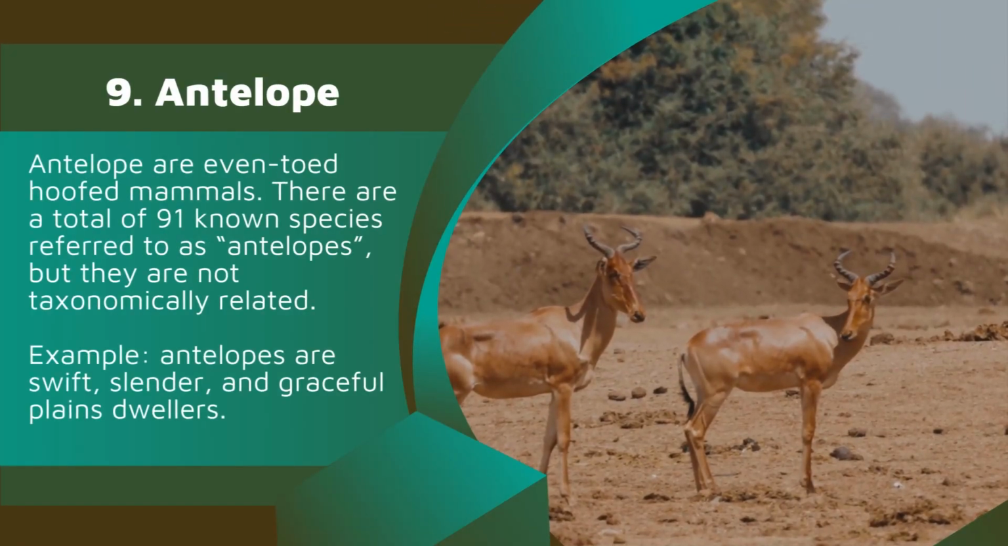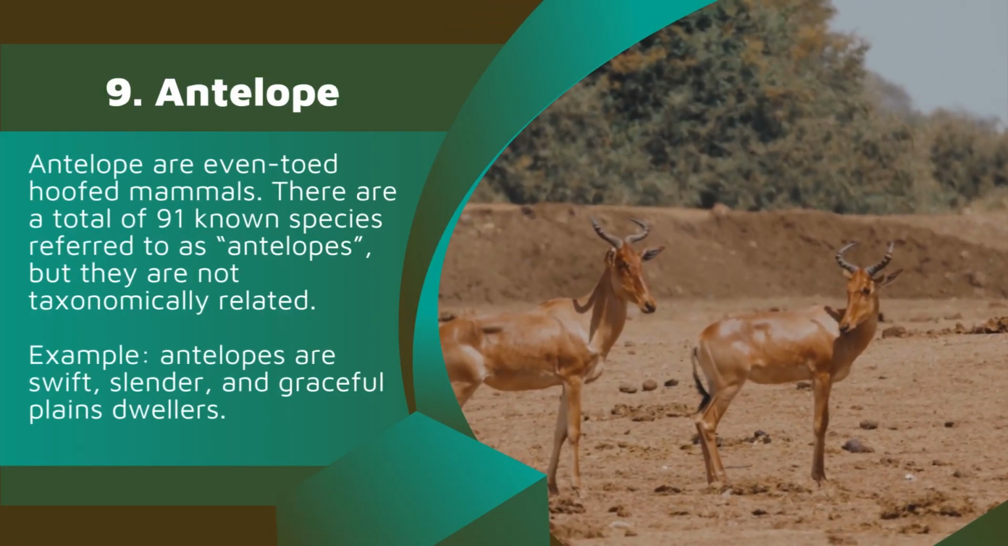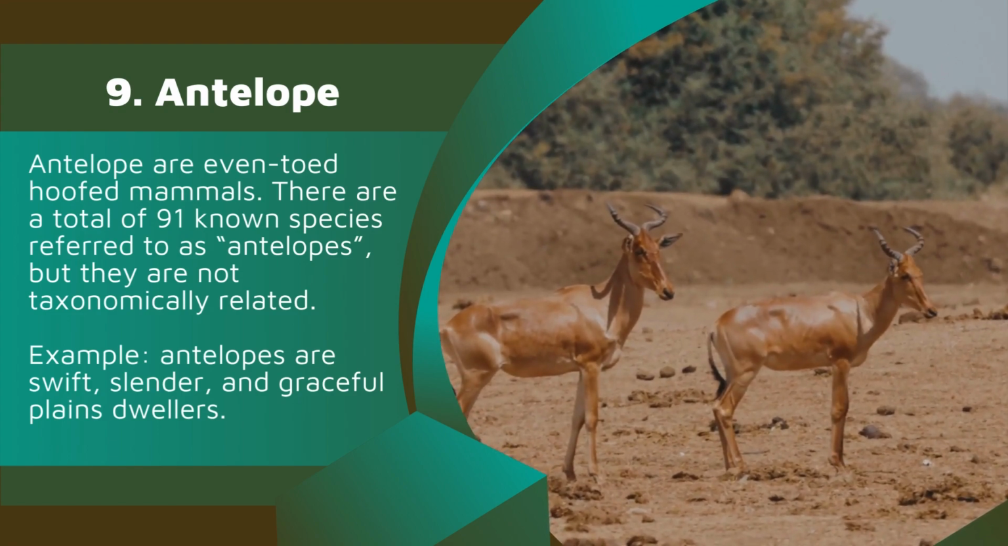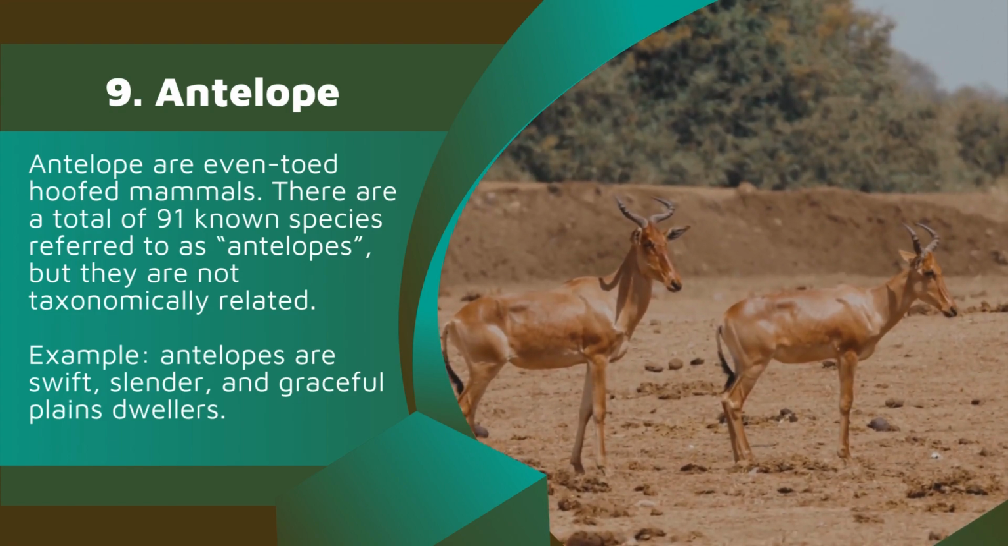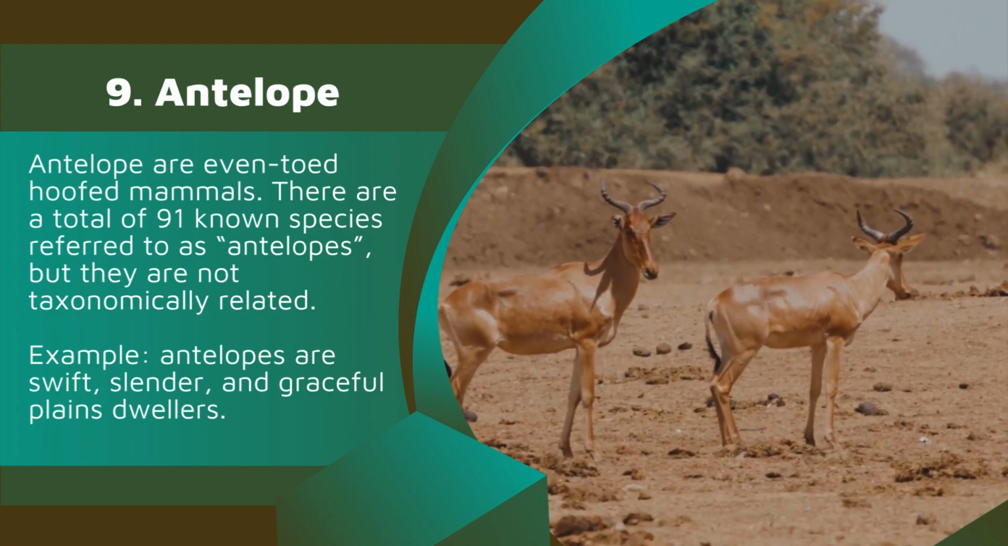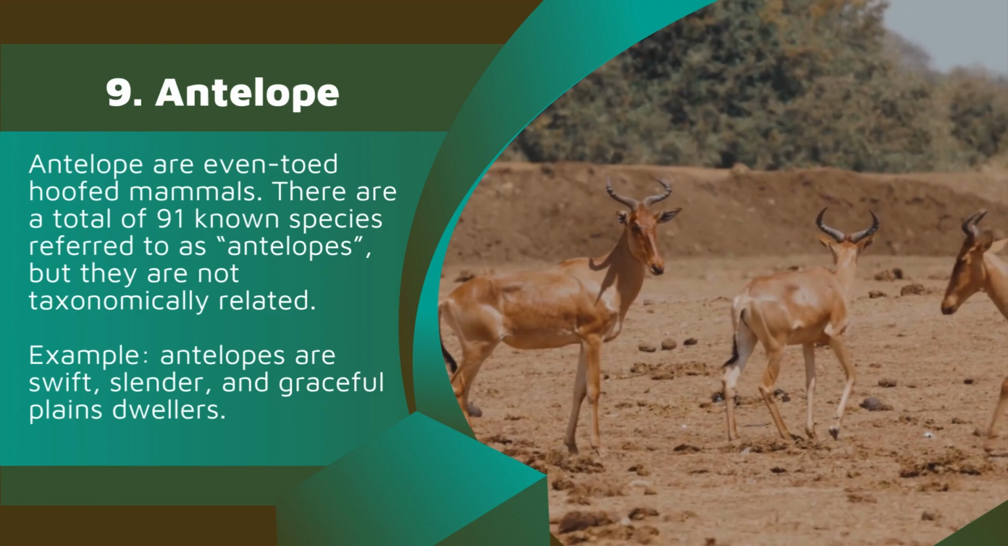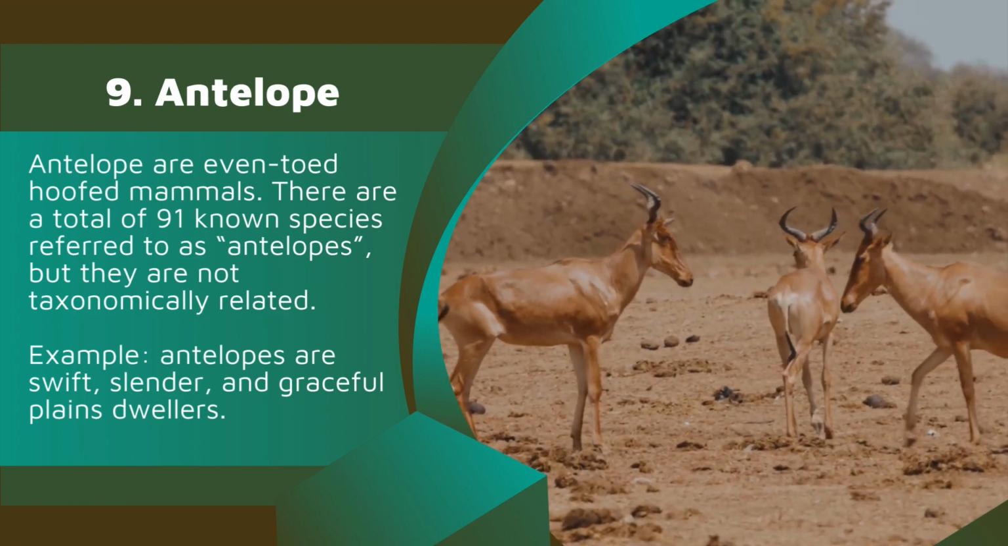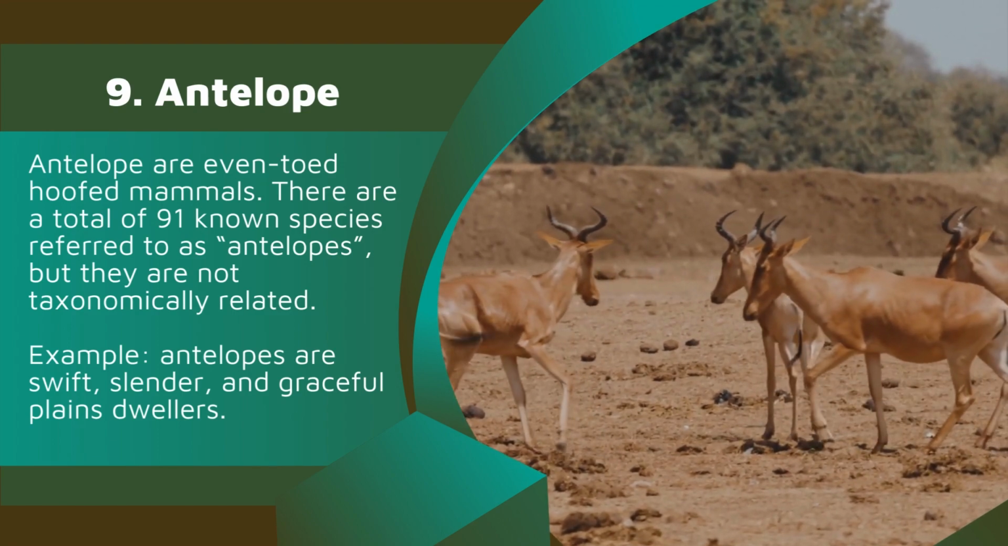9. Antelope. Antelope are even-toed hoofed mammals. There are a total of 91 known species referred to as antelopes, but they are not taxonomically related. Example, antelopes are swift, slender, and graceful plains dwellers.